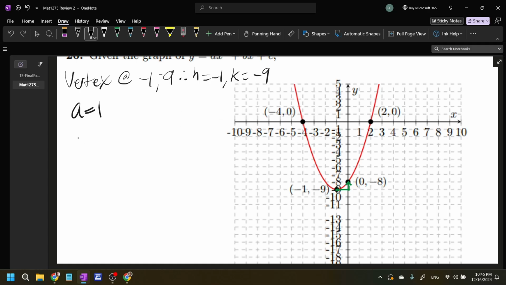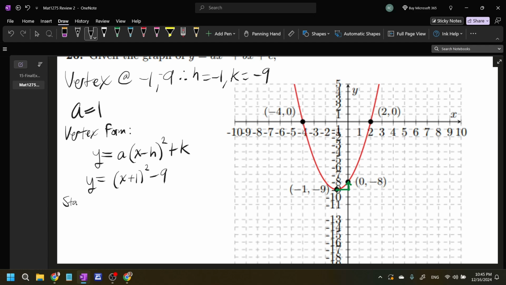We can define this function. It's a quadratic function, so we're going to use the vertex form of a quadratic function, which I'll remind you, a lot like point slope form, it's going to be y equals a, our leading coefficient, times x minus h squared plus k. So let's plug this in. Y equals, we know our leading coefficient is 1, so we can just not write it. X minus -1, so that's x plus 1 squared minus 9. We could go ahead and turn this into standard form.